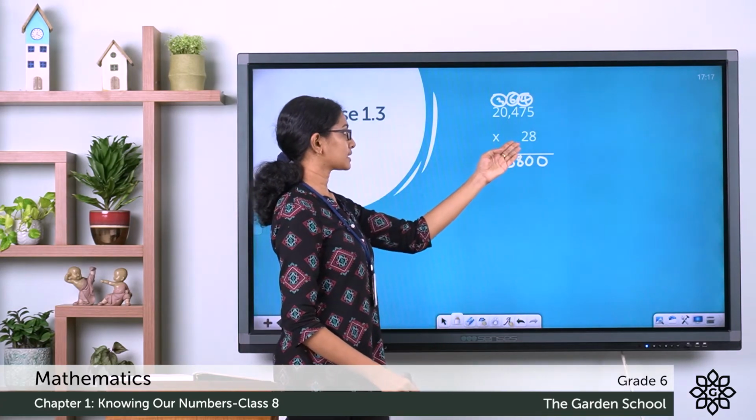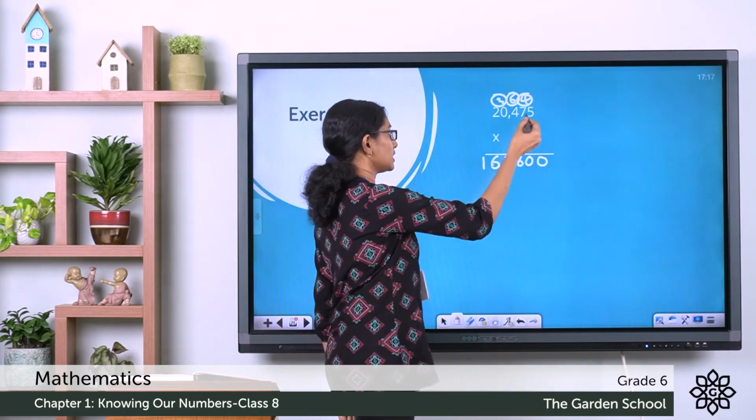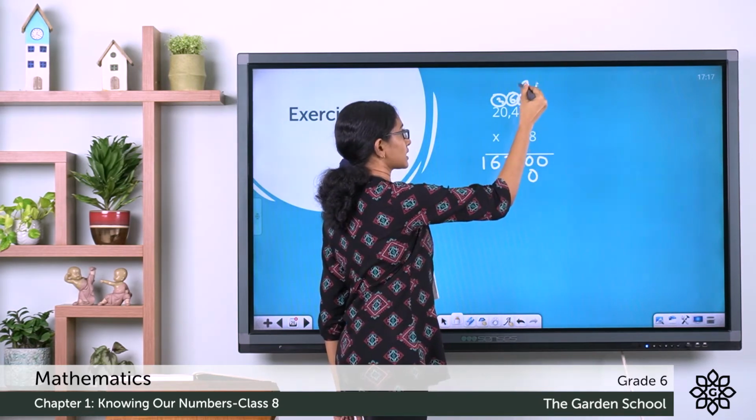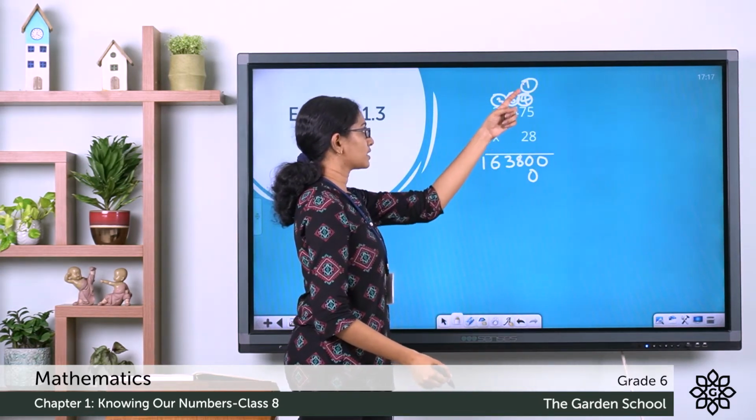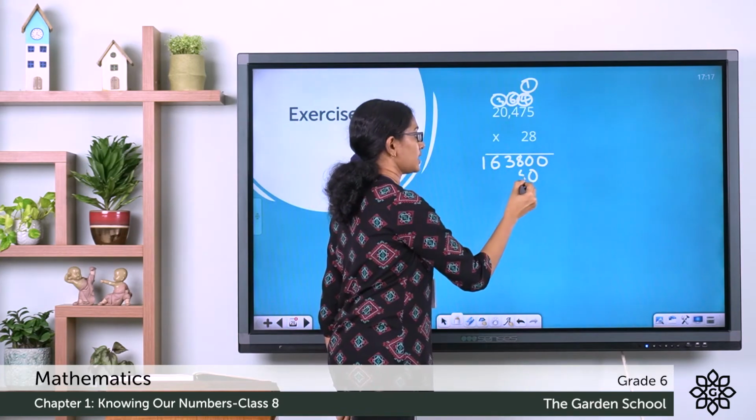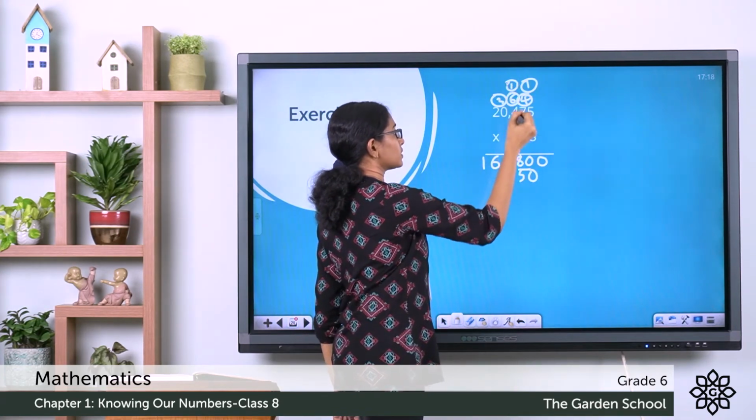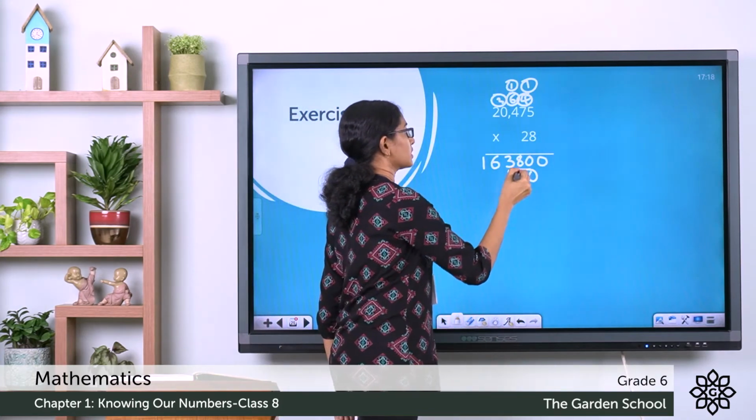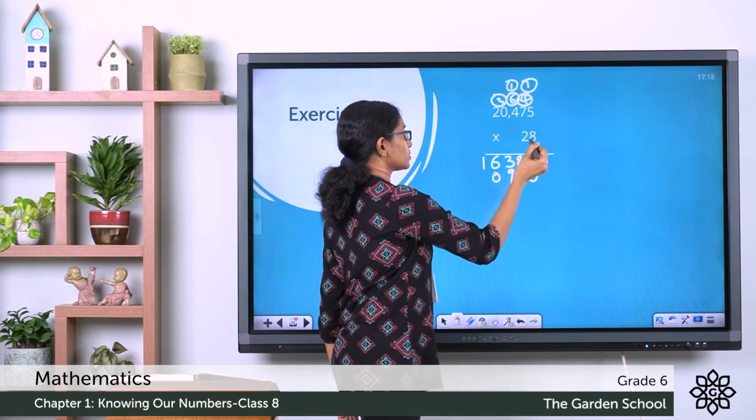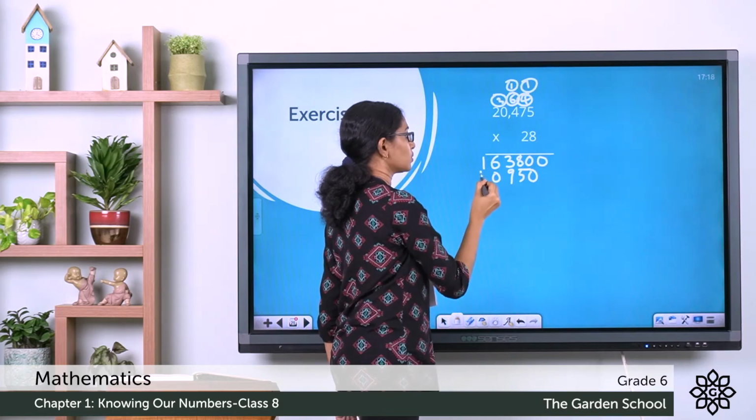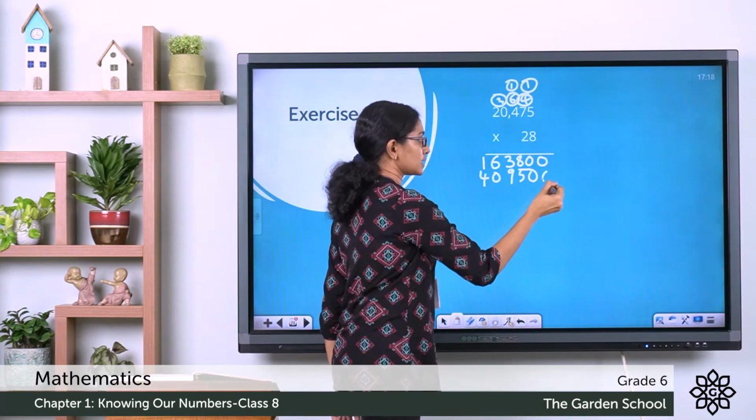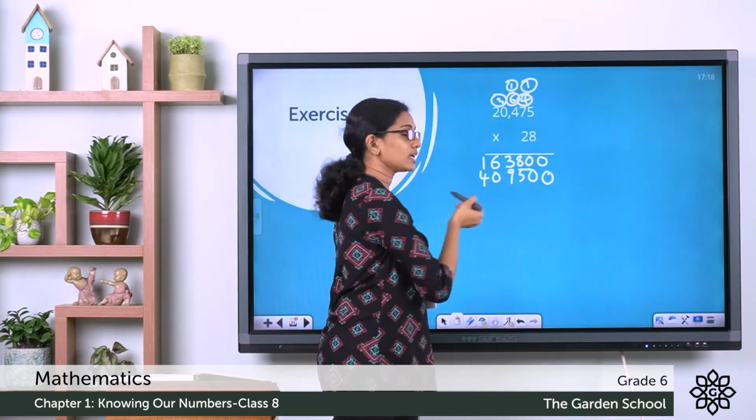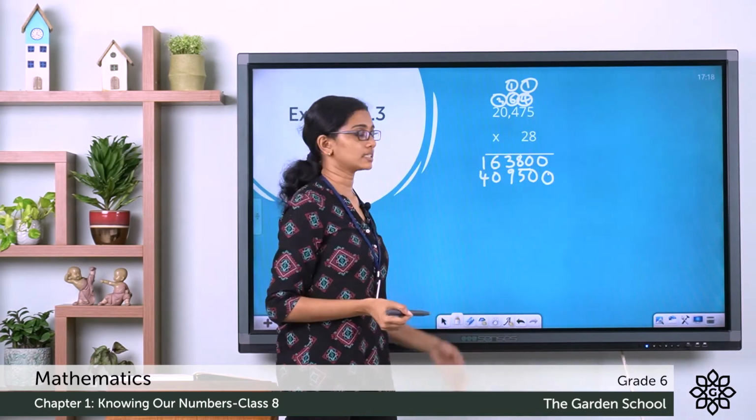Now, let us multiply the tens digit with each digit of the multiplicand. 2 times 5 equals 10. Carry over 1. 2 times 7 is equal to 14 plus 1 is 15. Then 2 times 4 is equal to 8 plus 1 equals 9. 2 times 0, 0. 2 times 2 is equal to 4. Now, insert a 0 at the end to correct the places since we were multiplying with the tens digit.